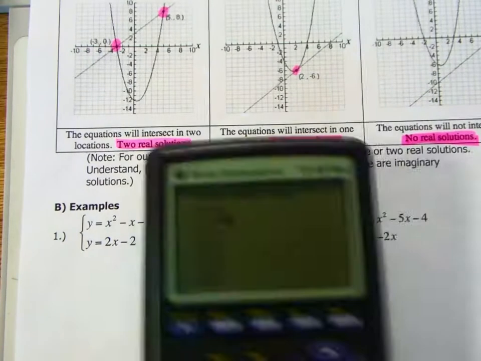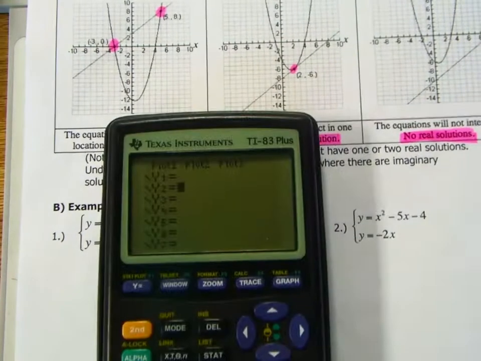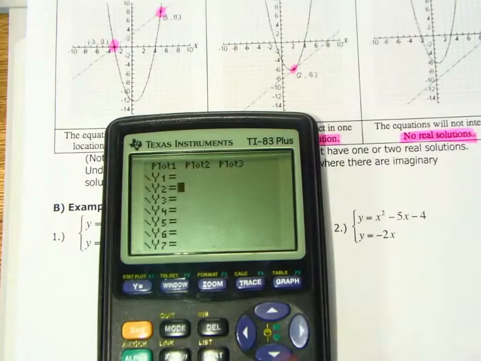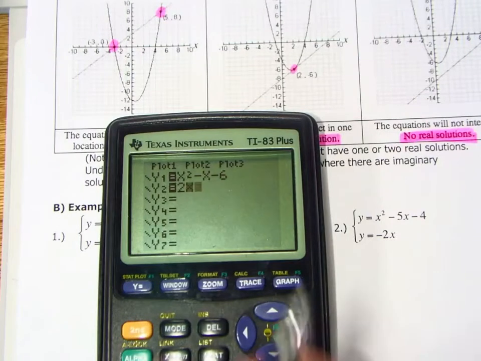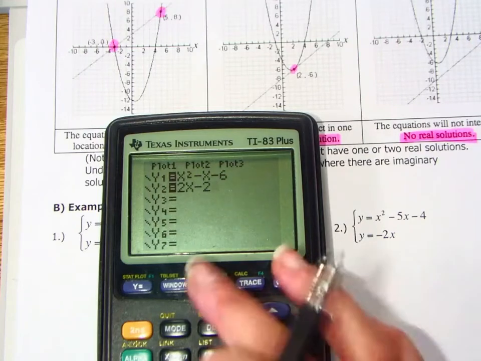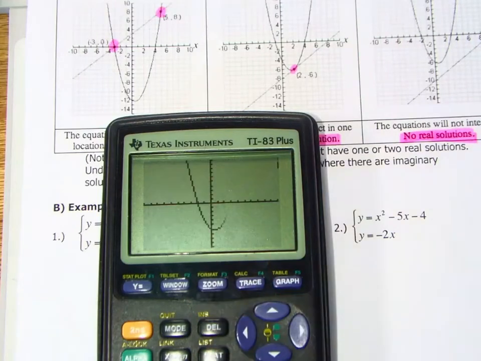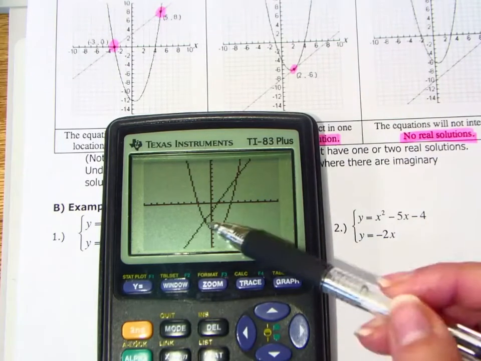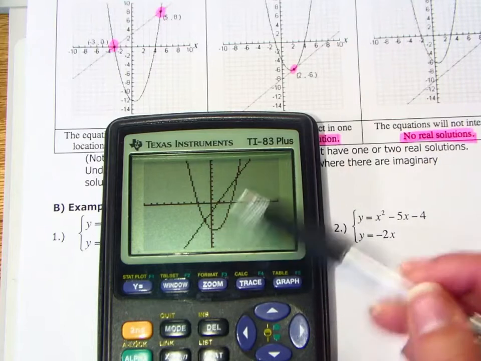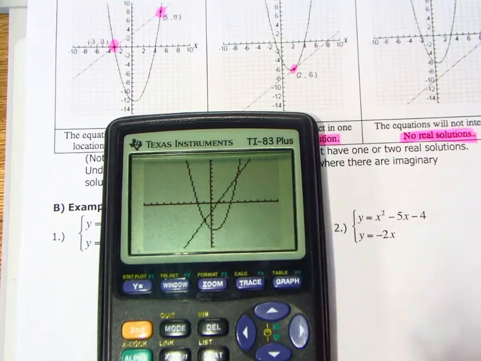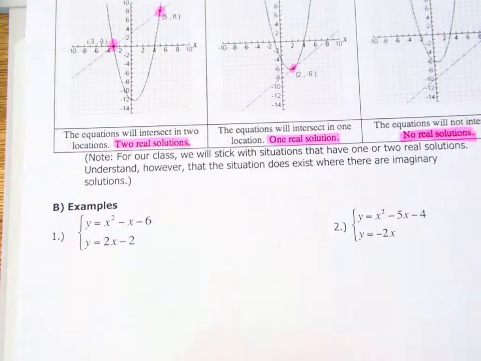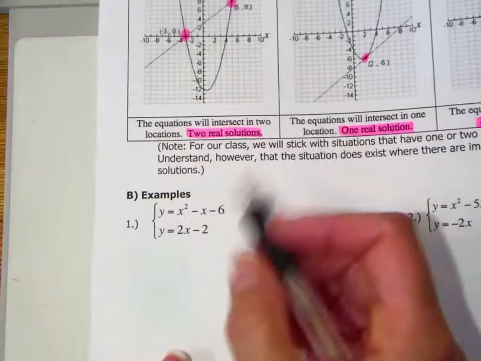I would like you to put those two equations in your graphing calculator just to get a visual. So y equals x squared minus x minus 6 and 2x minus 2. And graph both of those. You'll see your parabola first and then your line. So you can see in the picture that we should have two real solutions because they're intersecting twice. So let's look at how we get those two solutions.